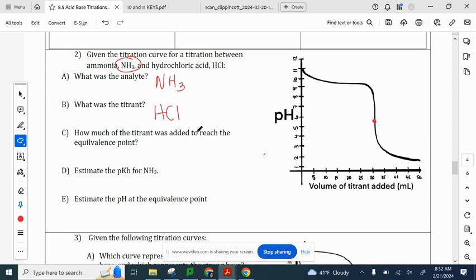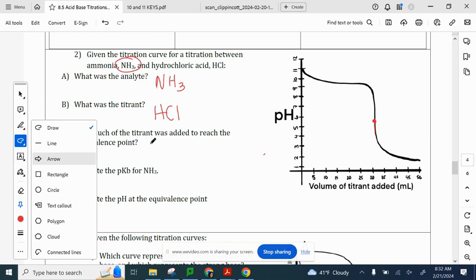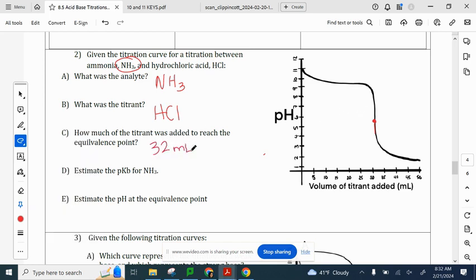How much do we have to add to get to that equivalence point? Well, I'm going to drop this line straight down, and I went a little off to the side there. So I don't think it's 30. I think it's a little more than 30. Let me see. 32. Yep, I'm going to go with 32. So that's 32 milliliters. If I could draw a straight line here, you might be able to see that it's 32. You can probably do it better on your sheet than mine.